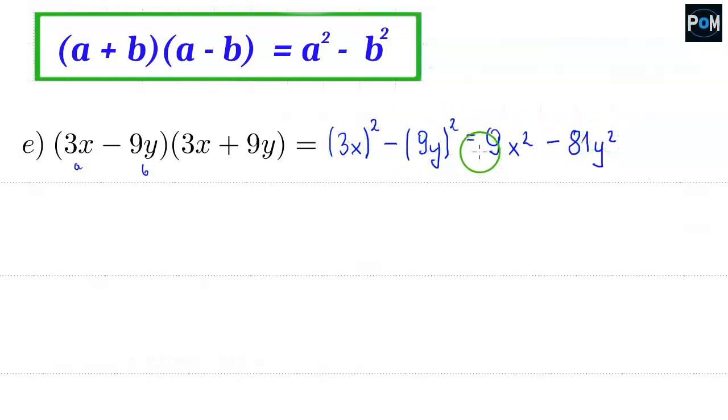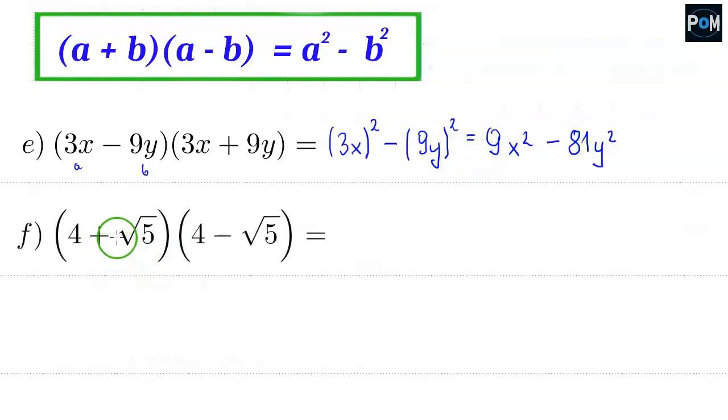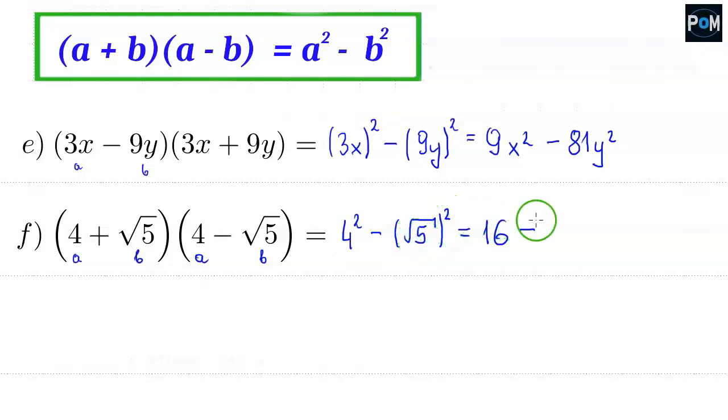Now example F, where we have square roots, but the pattern is still the same. 4 is a, square root of 5 is b. According to our formula, I need to square a, so it is 4 squared, minus b raised to the second power, b, that is the square root of 5. So, I square this square root of 5, I end up with 16 from this 4 squared. And here the square root and second power cancel each other out, and only 5 comes out of this. The square and the square root cancel each other out, and here you can simply subtract.